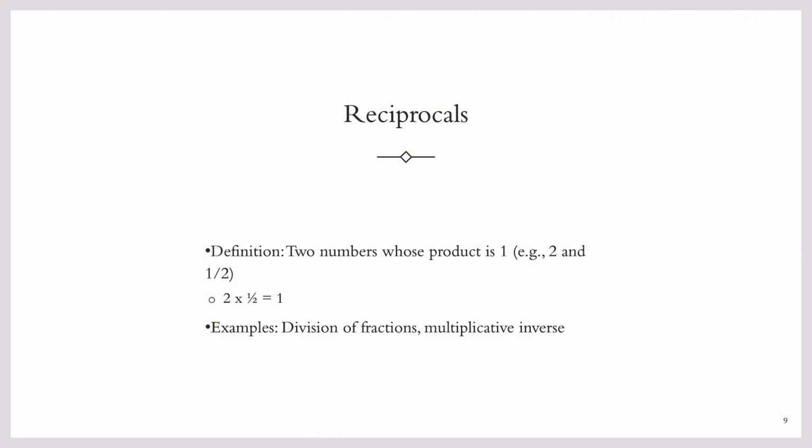Next, we have reciprocals. They are two numbers whose product is 1. In simple words, if we multiply 2 by 1 upon 2, we get the output 1. Similarly, if we had 3 multiplied by 1 over 3, we would get the output 1. This is an example of reciprocal. In this example, 2 and 1 upon 2 are reciprocals of each other.